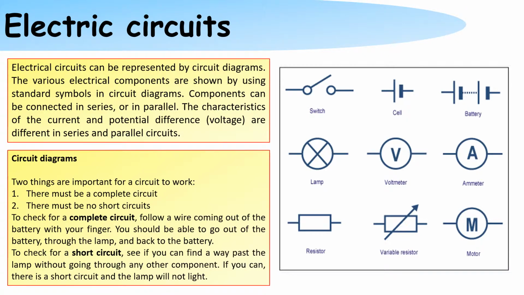You should be able to go out of the battery and through the lamp in one case, and then back to the battery. To check for a short circuit, see if you can find a way past the lamp or whatever the component may be without going through any other components. If you can, then there is a short circuit and the lamp or component will not work.